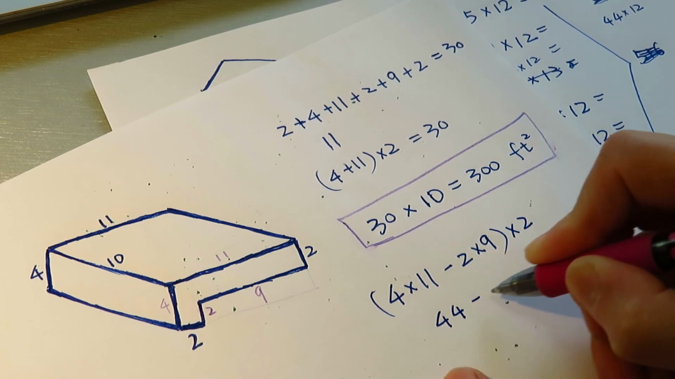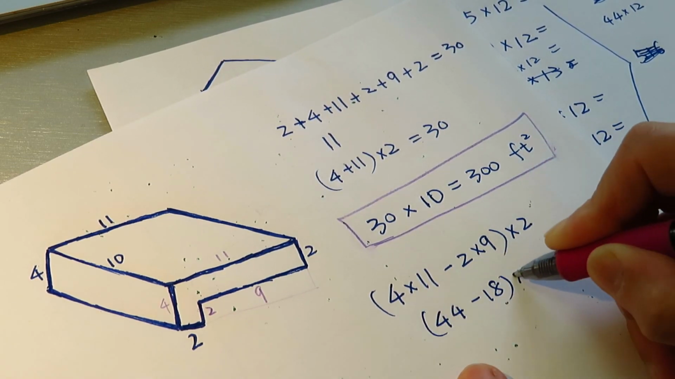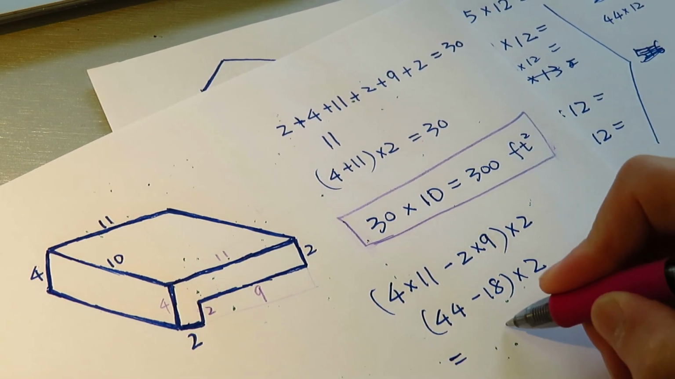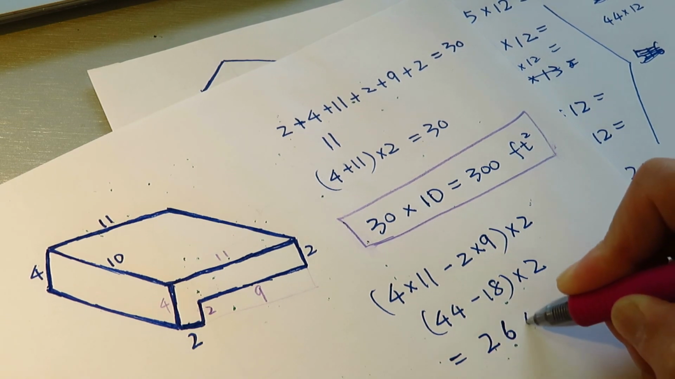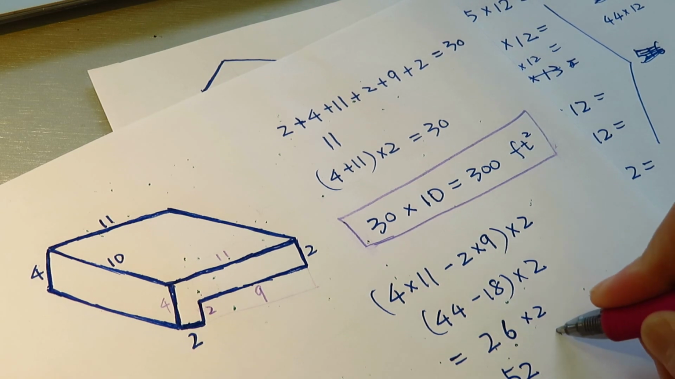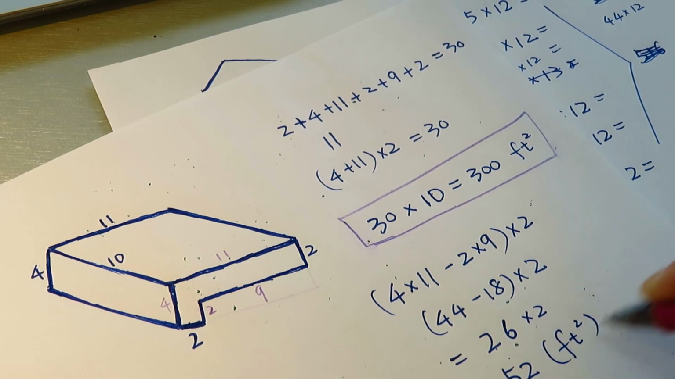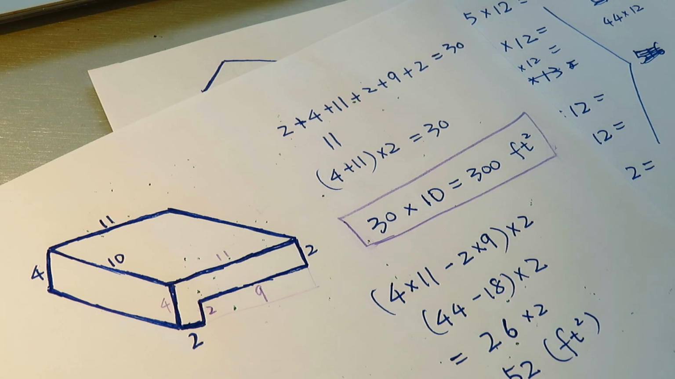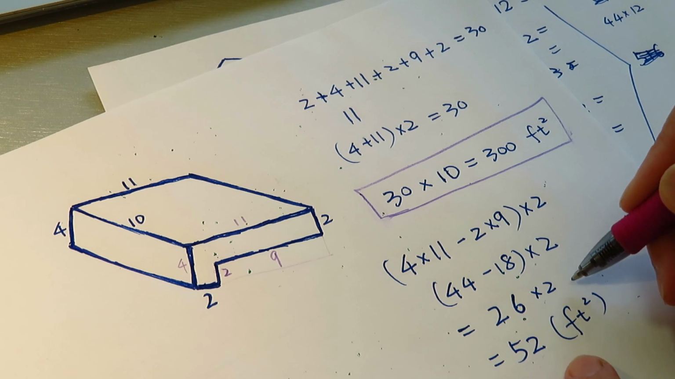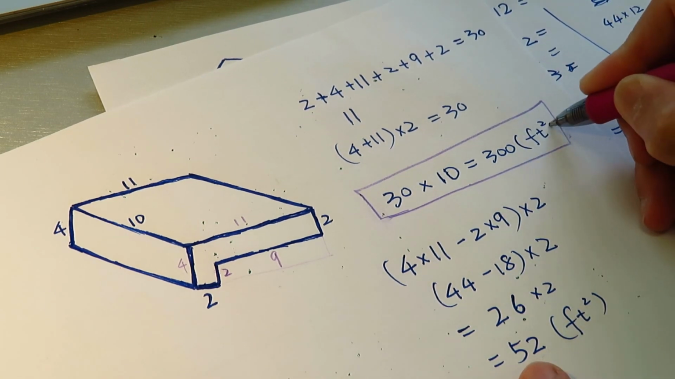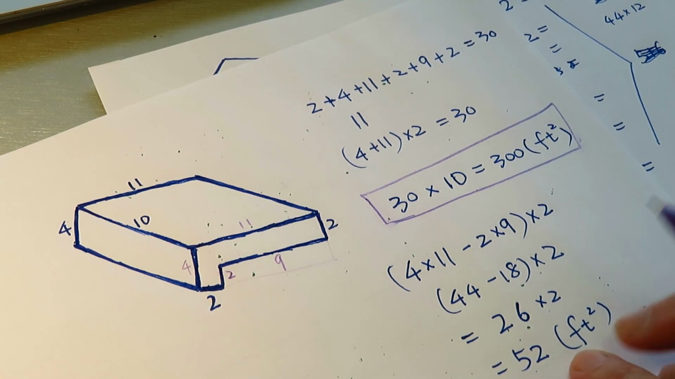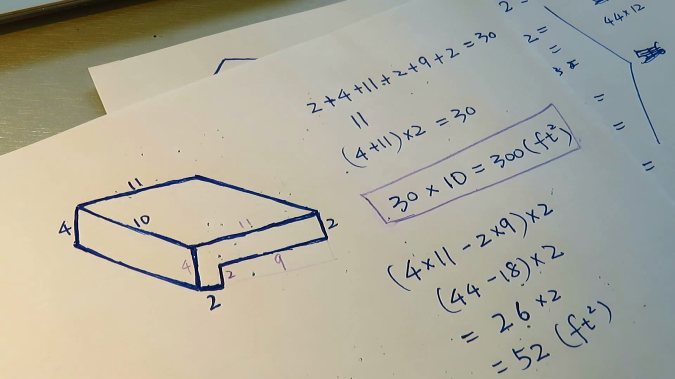44 minus 18 times 2 equals 44 times minus 18, 626 times 2 equals 52 square feet. Okay, the square feet. Yeah, we better write it down. We didn't write down square feet. How can we come out with square feet just out of nowhere? This is not mathematically correct, but it's just a footnote we put on the square feet.